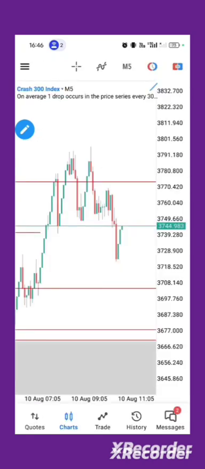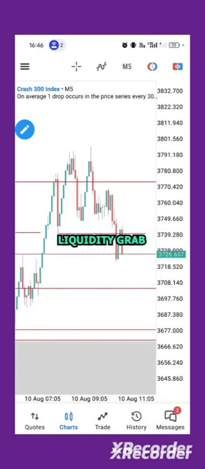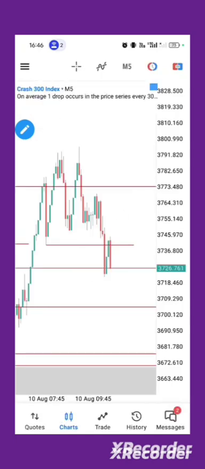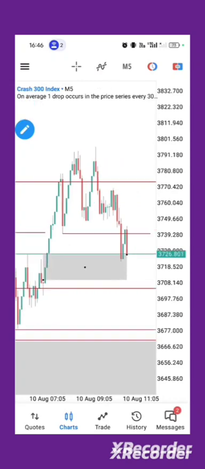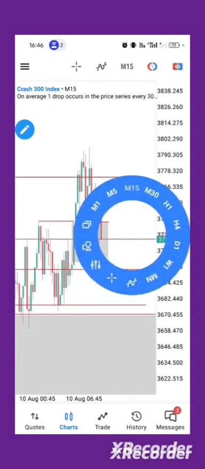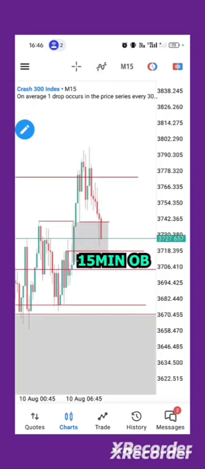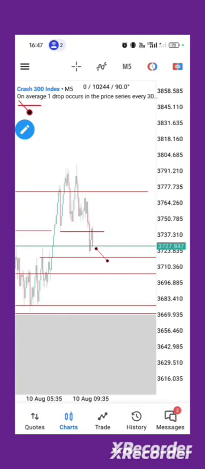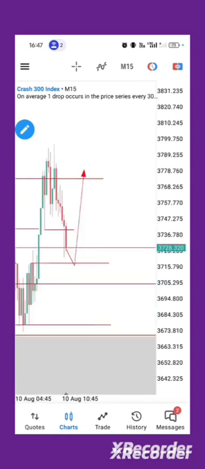Now when it returned back into the range, it raided, or it's grabbing liquidity within that range, and it's going to fill this imbalance or inefficiency that was left when price was shooting up. And we want it to respect the 15-minute order block. So that's where we're going to be capturing our buy, and we're going to be placing our buy orders right there, and we expect for us to make profit.